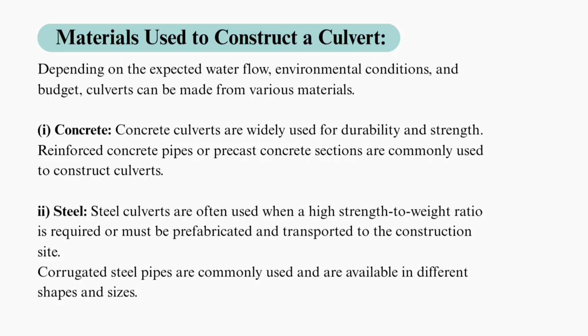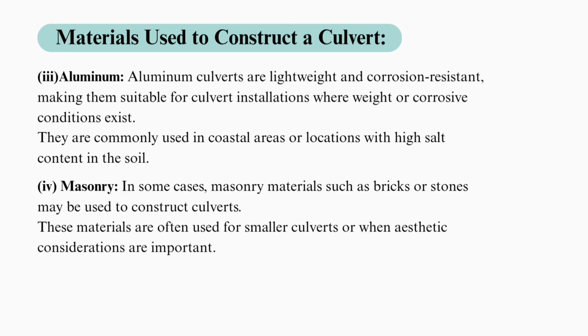Steel culverts are often used when a high strength to width ratio is required or when they must be fabricated and transported to the construction site. Corrugated steel pipes are commonly used and are available in different shapes and sizes. The next material is aluminium. Aluminium culverts are lightweight and corrosion resistant, making them suitable for culvert installations where wet or corrosive conditions exist. They are commonly used in coastal areas or locations with high salt content in the soil.